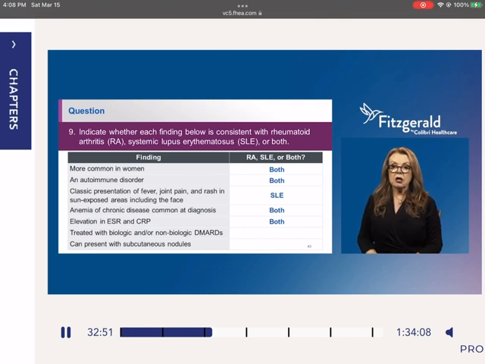Treated with a biologic and or non-biologic DMARDs, disease-modifying anti-rheumatic drugs. That's what DMARD stands for. And what's that going to be? That's going to be both. And can present with subcutaneous nodules. What will that be? And that's going to be rheumatoid arthritis.